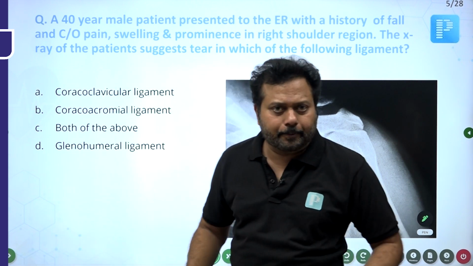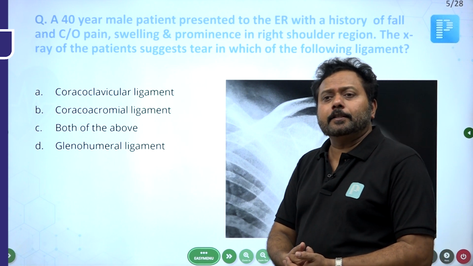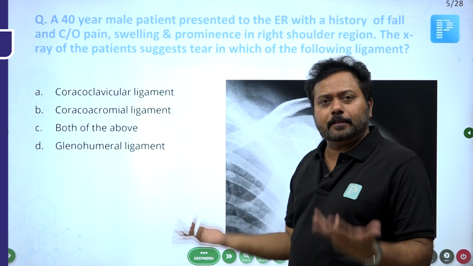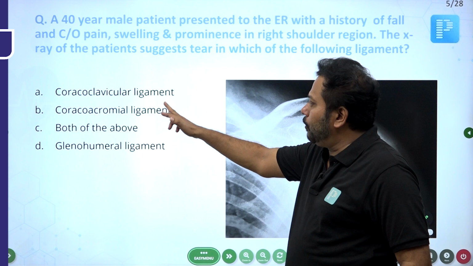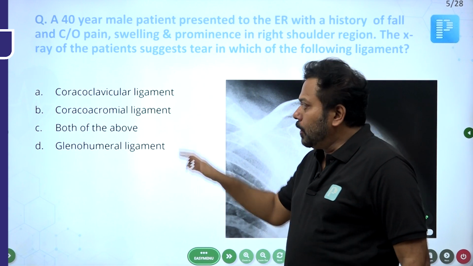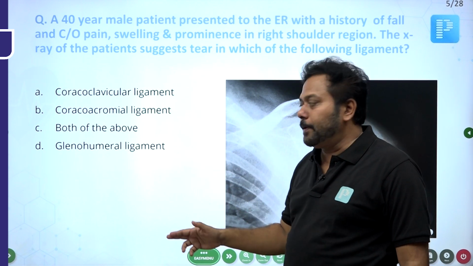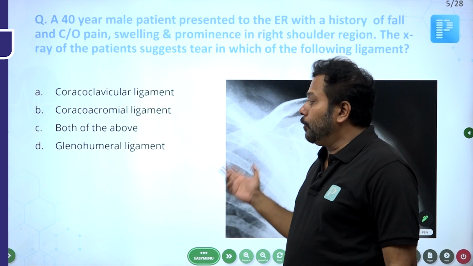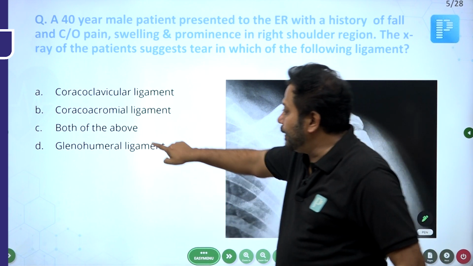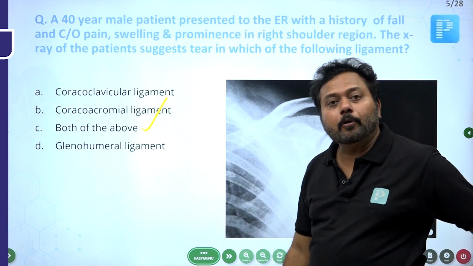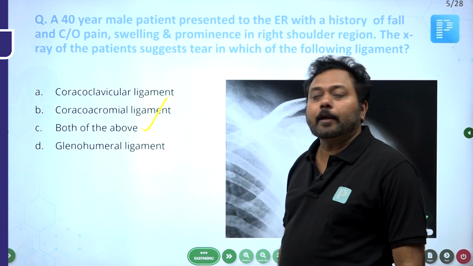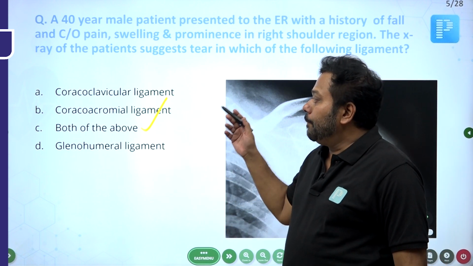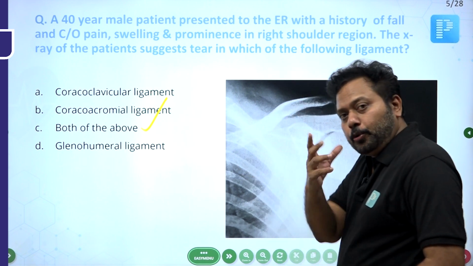If it is acromioclavicular joint disruption, what are the ligaments that are disrupted? That's the question. Coracoclavicular ligament, choice A. Coracoacromial ligament, choice B. Both of the above. Glenohumeral ligament. Obviously, the answer is both of the above: coracoacromial ligament plus coracoclavicular ligaments. I will show you the diagram.